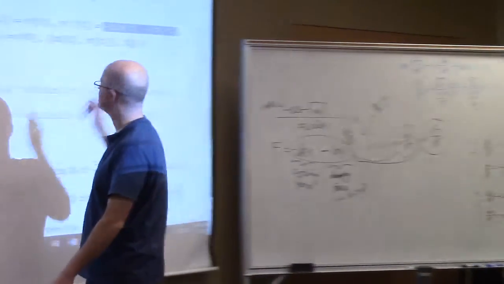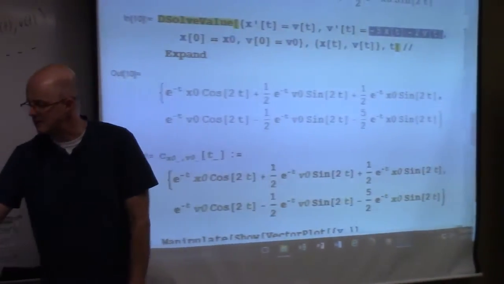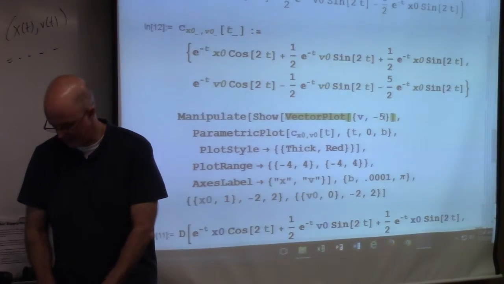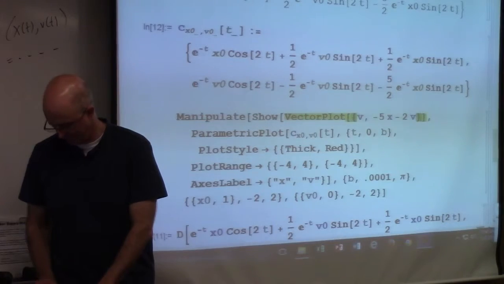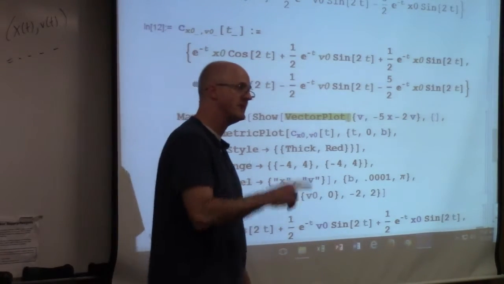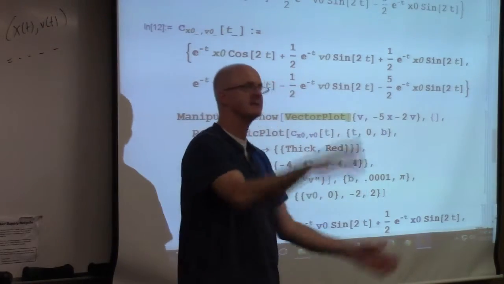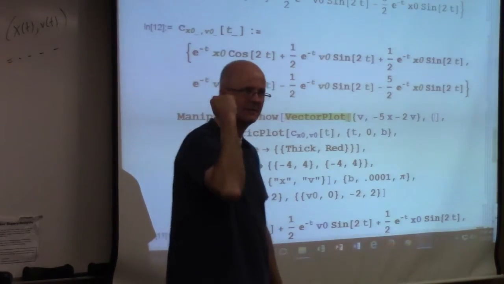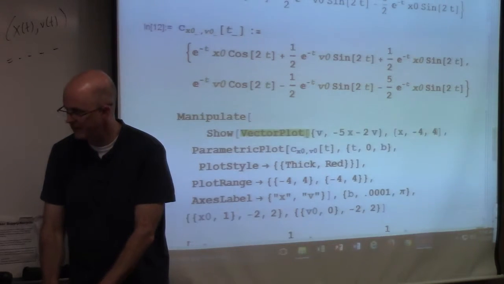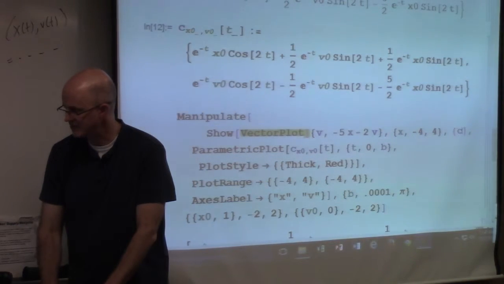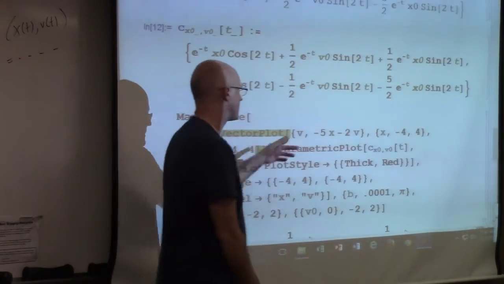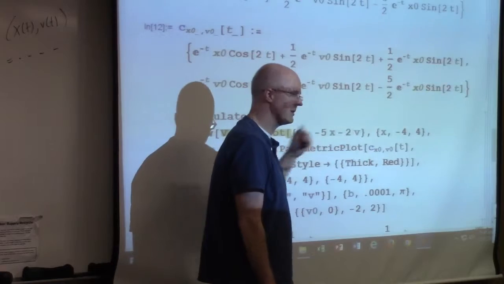So negative 5x minus 2v, no t's. Give a range of values for both x and v, with x first, v second, because x is the horizontal axis, v is the vertical axis. So x comes first. x goes from, say, negative 4 to 4. Then v comes next. v, say, goes from negative 4 to 4 as well. Do not switch the x and the v around there. Don't put v first and x second.